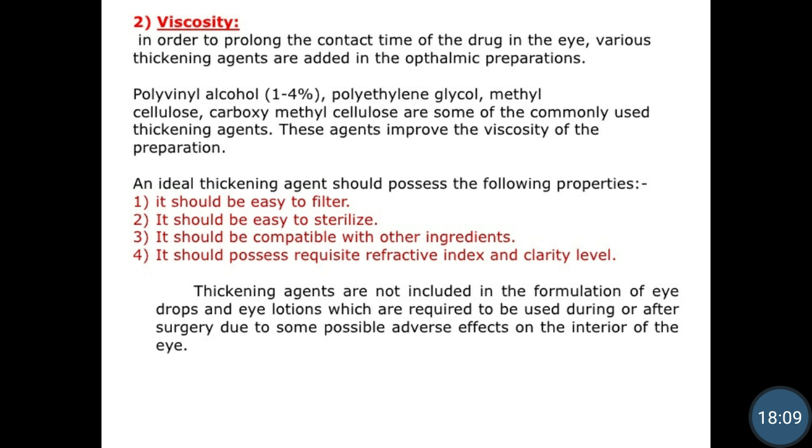Okay, so in that case, to avoid the adverse effect of the drug, the contact time is not increased. In that case, the thickening agents need not be added in such eye drops or eye lotions which are used during surgery or immediately after the surgery.